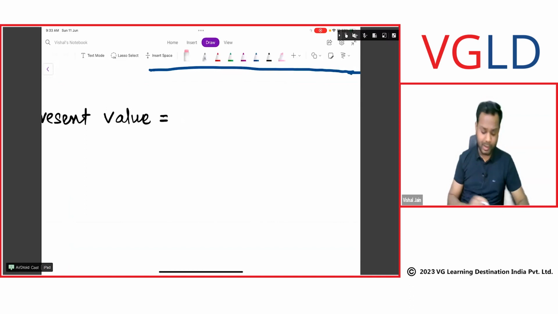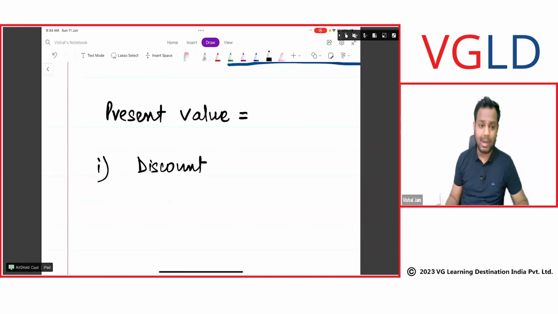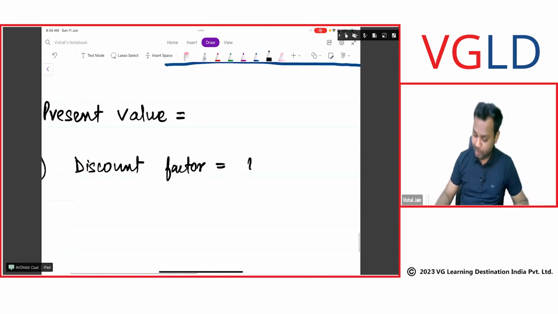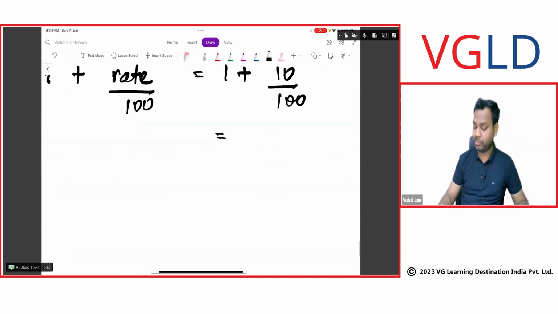So what is the discount rate? 10%, right? In your calculator, first calculate the discount factor. How to calculate the discount factor? Guys, these things are basics which I will not be repeating time and again, so please listen to me carefully here. The discount factor is 1 plus rate by 100. So what is the rate? 10. So it is 1 plus 10 by 100, which is equal to how much?